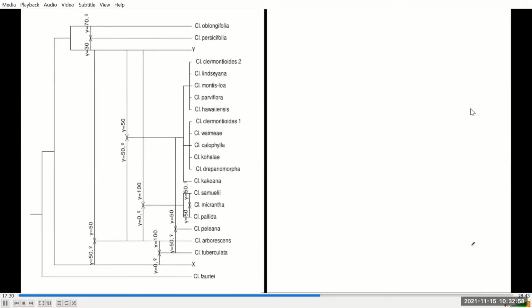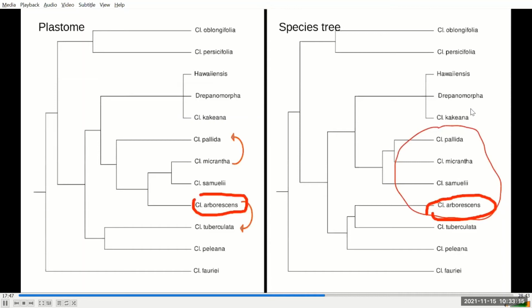I do wonder, however, if this species tree method can be used for a more complex network. Here I'm showing the network that I discovered for Clermontia using the quartet analysis. And as you can see, I found up to 7 hybrid nodes. So let's look to see.